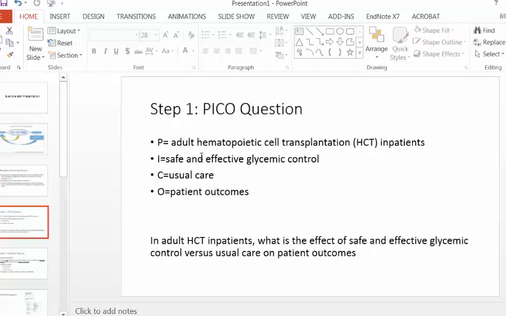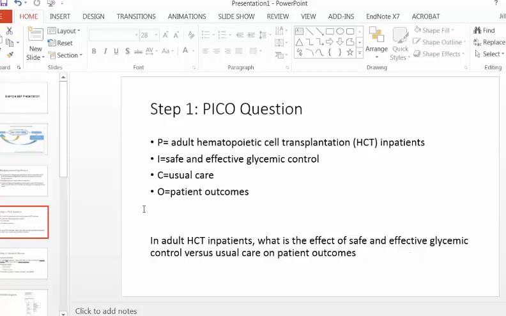So my PICO question is, my population is adult, bone marrow. I say bone marrow because it's easier than saying hematopoietic cell transplant, and most people know what a bone marrow transplant is. So in adult bone marrow transplant patients, the I is safe and effective glycemic control. The comparison is usual or standard care, and my outcome is going to be patient outcomes in general. So my question: in adult HCT patients, what is the effect of safe and effective glycemic control versus usual care on patient outcomes?